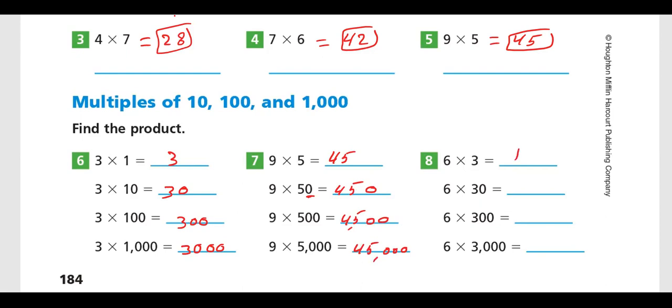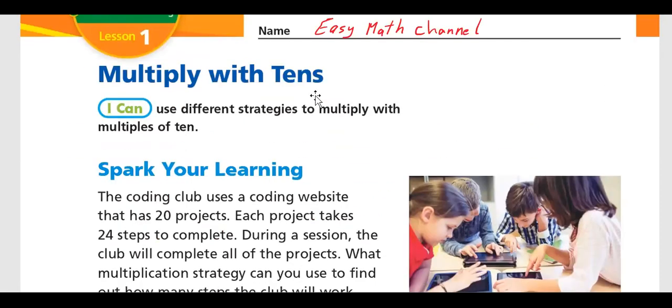6 times 3, 18. Put 0, put 18, 180. Put 2 zeros. 3 times 6, 18. Put 3 zeros. And 3 times 6, 18 also. Now move to our lesson.